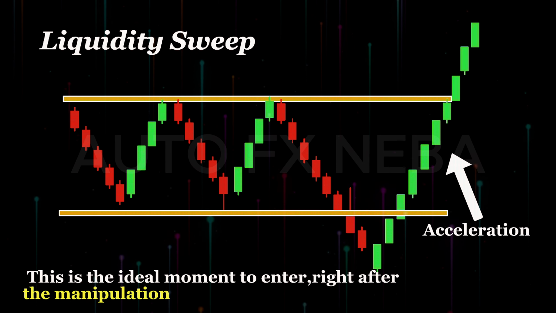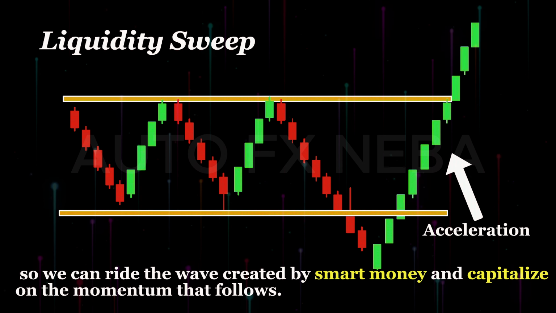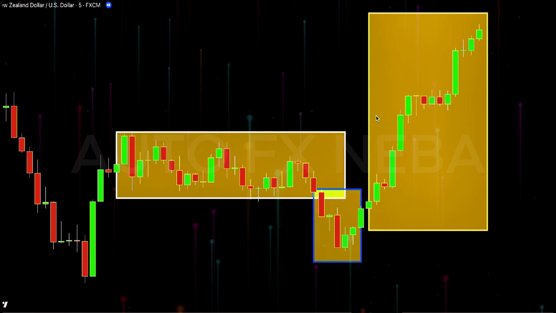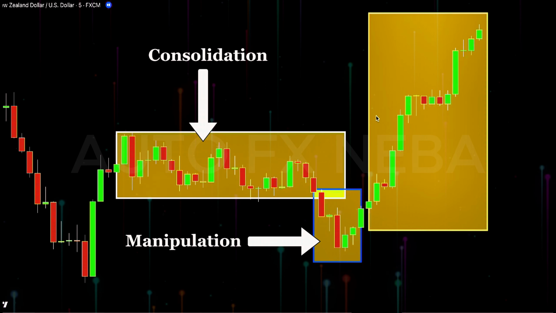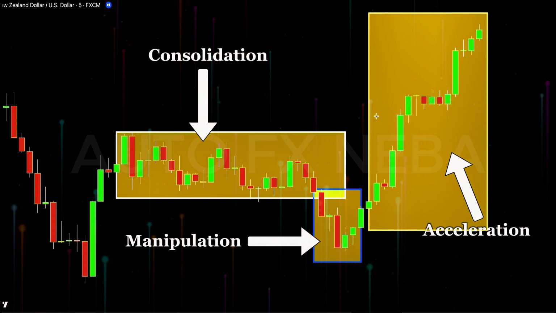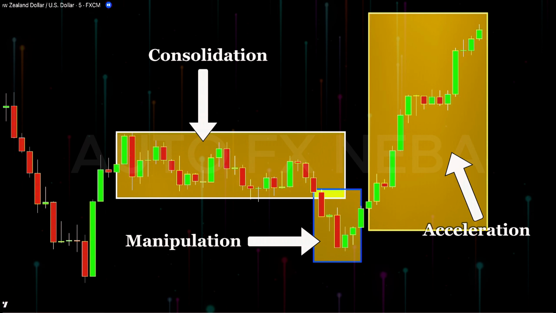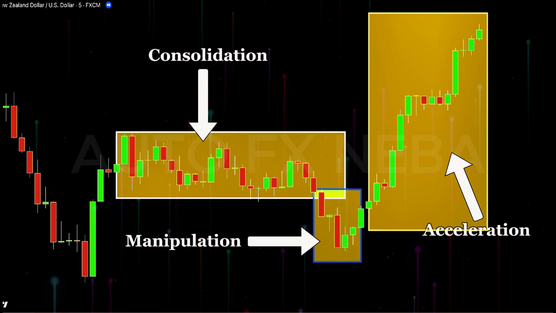This is the ideal moment to enter, right after the manipulation, so we can ride the wave created by smart money and capitalize on the momentum that follows. The power of 3 is built on 3 phases: consolidation, manipulation, and acceleration. This pattern is a clear blueprint of how smart money moves the market. First by building positions, then by trapping traders, and finally by driving price with strong momentum.